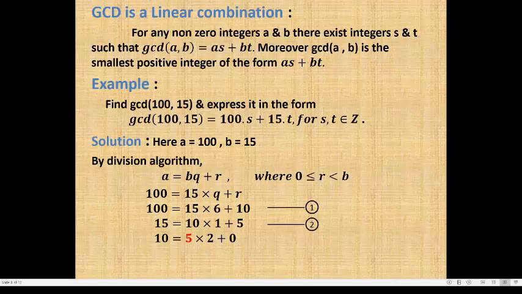Therefore, GCD of 100 and 15 is equal to 5. Now, we want to express the GCD as a linear combination. That is, GCD of 100 and 15 is equal to a linear combination of 100 and 15. Okay. So here, consider equation 2. 15 is equal to 10 into 1 plus 5. So by using this equation 2, we get 5 equals 15 minus 10 into 1.